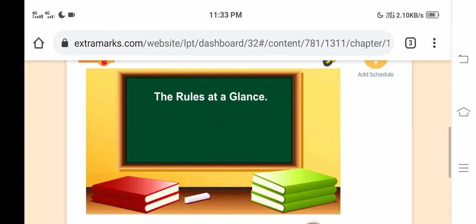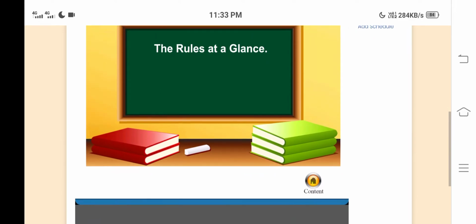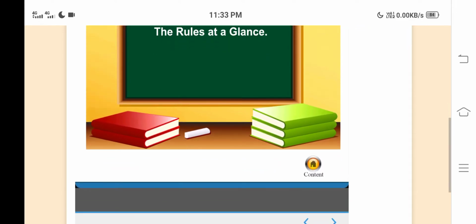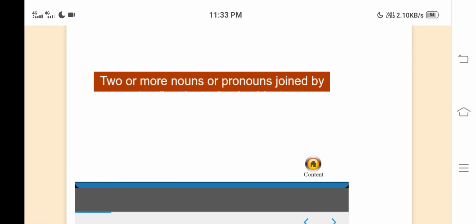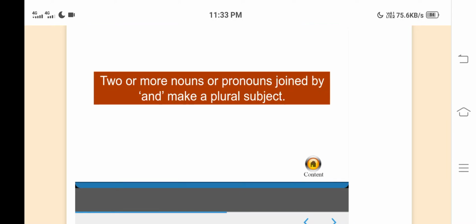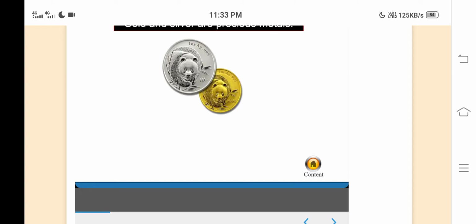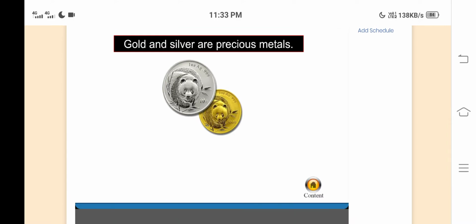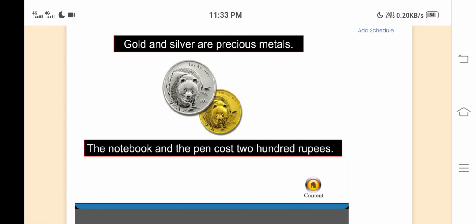Let us have a look at the rules that govern the subject-verb agreement. Rule 1. Two or more nouns or pronouns joined by and make a plural subject. Look at the sentences with a plural subject using and, and the agreeing plural verbs. Gold and silver are precious metals. The notebook and the pen cost 200 rupees.